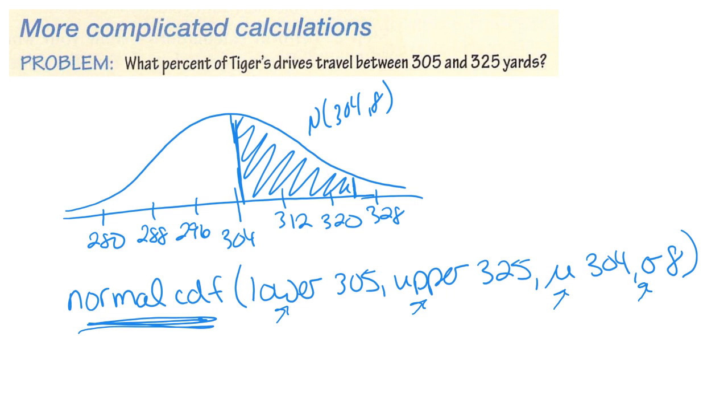But then when you hit enter, you'll be given that probability of 0.4459. So what you know then is that 44.59% of Tiger's drives travel between 305 and 325 yards.